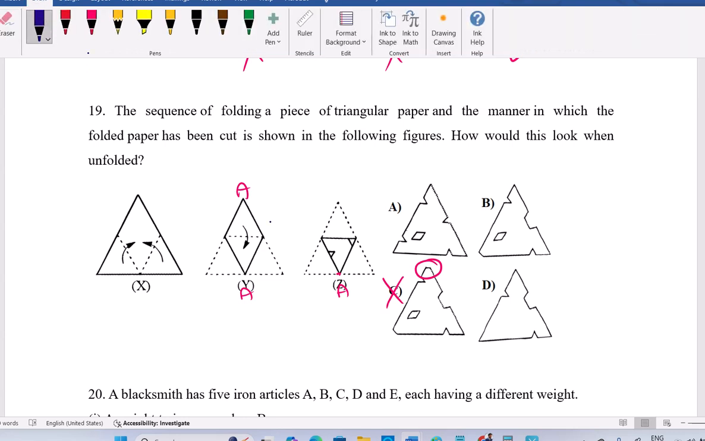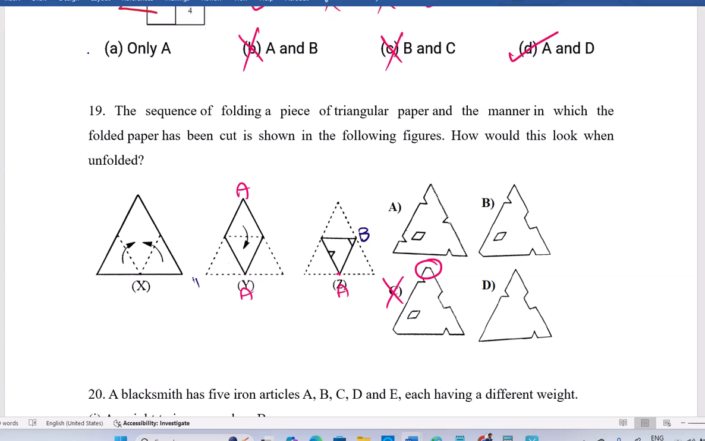Now look into this. When you fold, let's say this is B and B. As there is a cutting on this side, this corner cutting is required. Here no cutting out, here no cutting out. My answer is very simple, option B. I'm looking into the corners, right? So B.